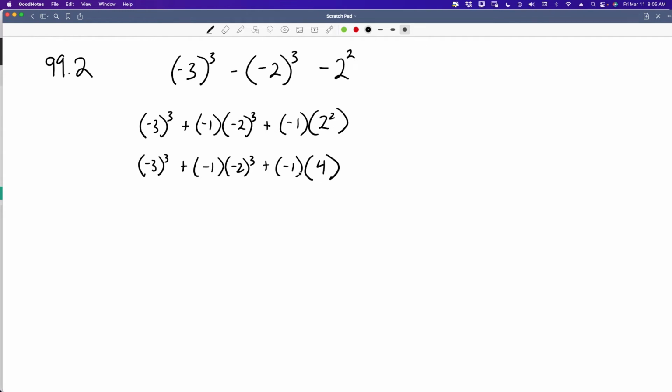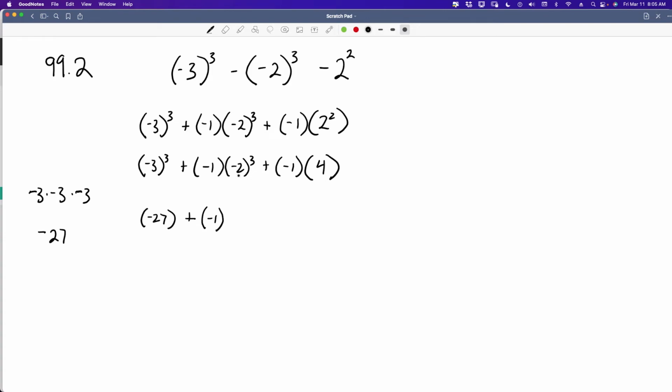All right, so now we have a value here, and we can multiply here. We're saying negative 3 times negative 3 times negative 3. Well, we have an odd number of negative signs, so the answer is going to be negative. And we know 3 times 3 times 3 is 27. So this is going to be negative 27 plus, we have a negative 1.